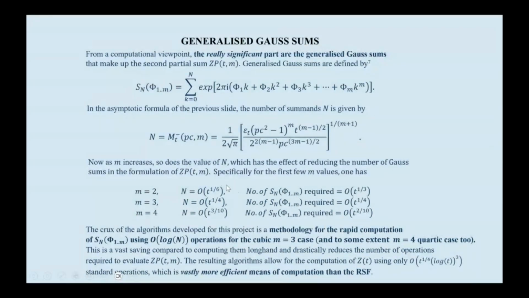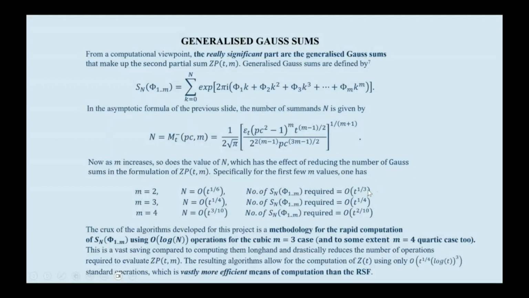And what you notice, 1/3 plus 1/6 is a half, and that is always maintained. If you go to m equals 3, you have a quarter plus a quarter, which is a half, of course. If you go to m equals 4, you've got 3/10 plus 2/10, which is a half again, etc. So if you increase m, you're increasing the value of n, and you're reducing the number of sums you need to calculate.